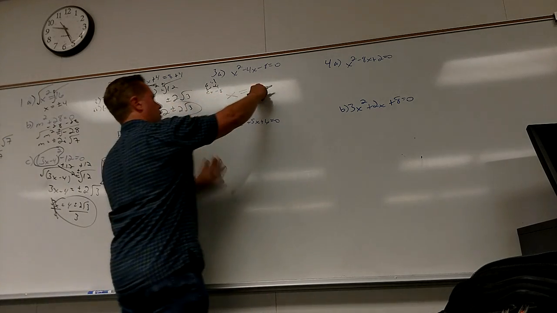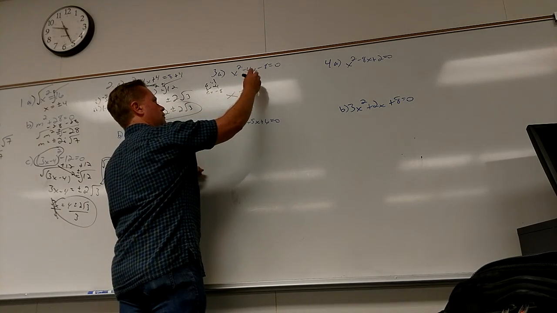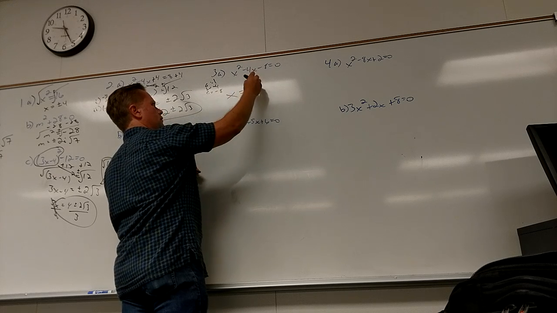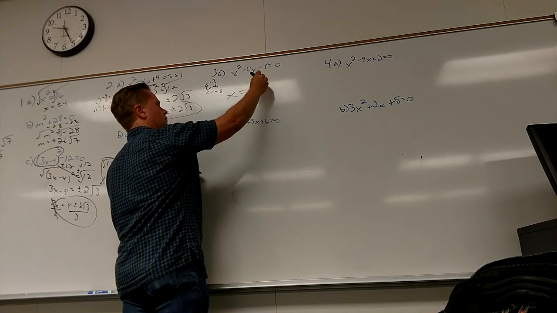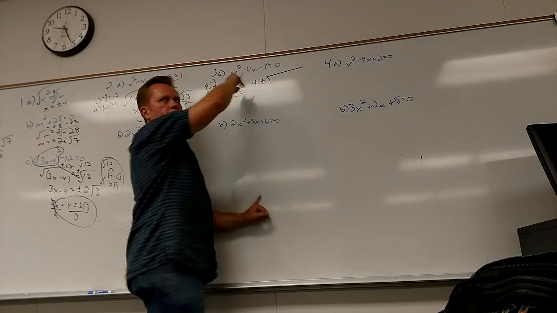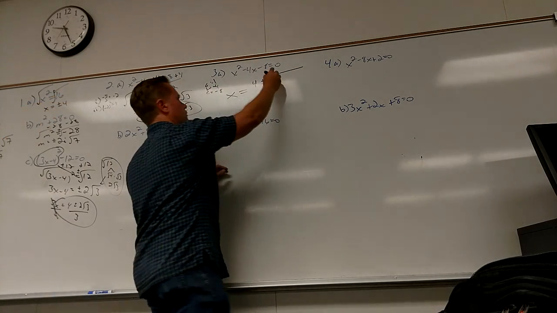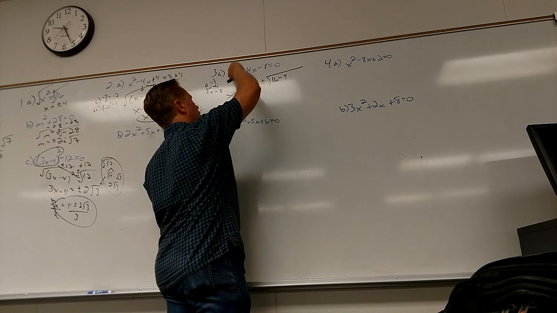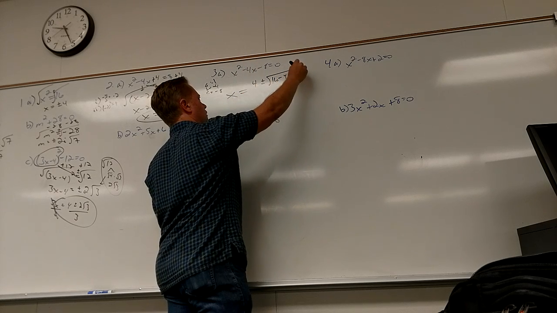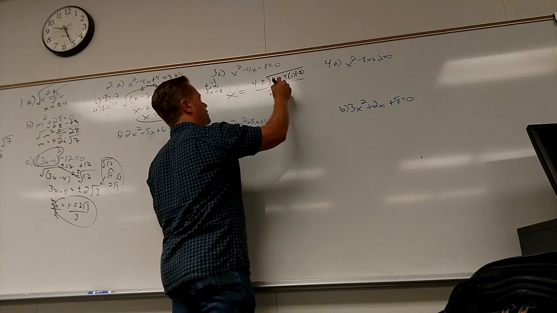Right? And then I just write that, and now I do negative B. So negative 4 is 4. Plus or minus the square root of B squared, 16. Minus 4 times 1 times negative 8. All over twice 8.